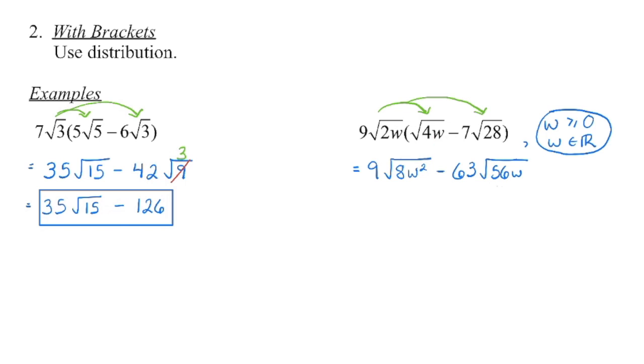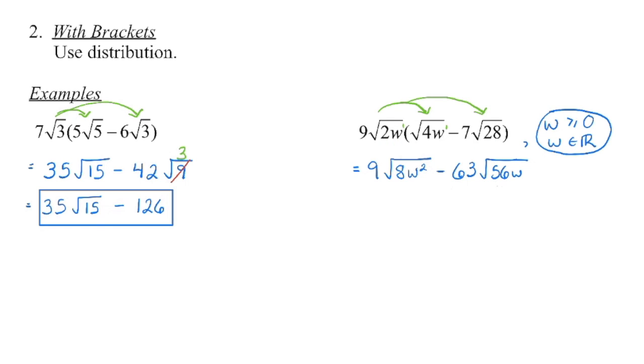2w times 4w is 8w squared. When you're multiplying powers with the same base, keep the base the same, add those exponents. And remember, if you do not see the exponent on the variable, this is a 1 in both of those cases there. We're then going to take this 9 and multiply by negative 7. That gives us negative 63 for a coefficient, then multiply the radicands.